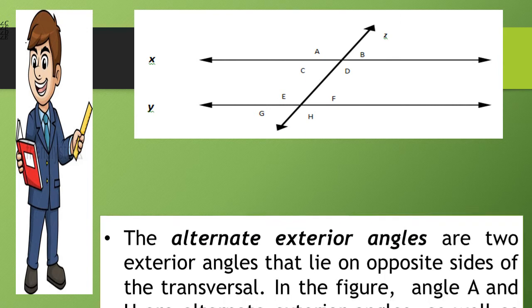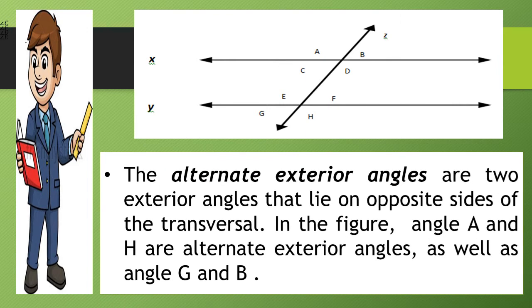Next, the alternate exterior angles are two exterior angles that lie on opposite sides of the transversal. In the figure, angles A and H are alternate exterior angles, as well as G and B.